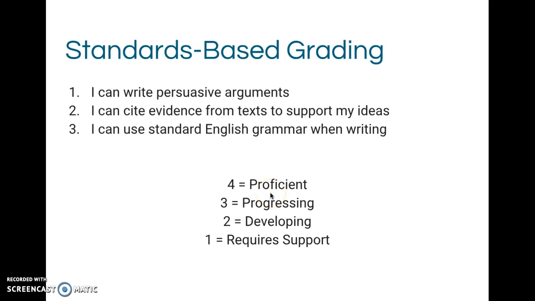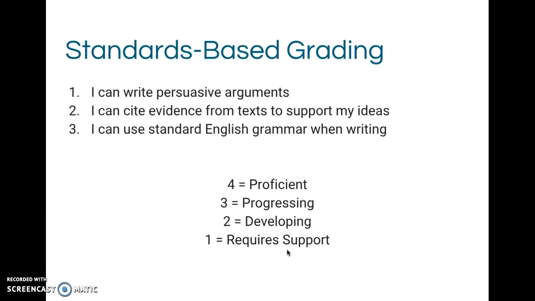4 is proficient. This shows that you have really mastered this skill. 3 is progressing. You've overall demonstrated a consistent ability to perform this standard, but maybe you have some room for improvement. A 2 is developing. There's moments where maybe you show some mastery of the standard, but overall need significant improvement. And 1 is requiring support, meaning you demonstrate little mastery of the skill and therefore need teacher intervention.